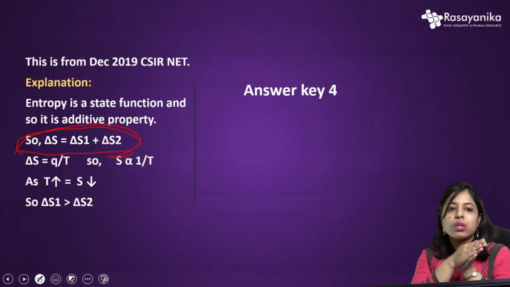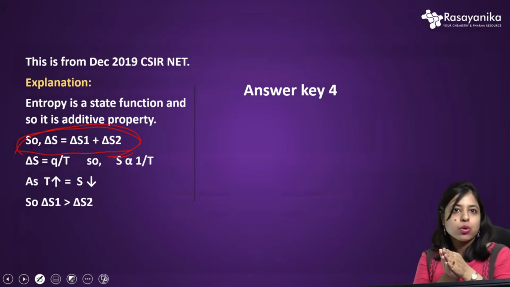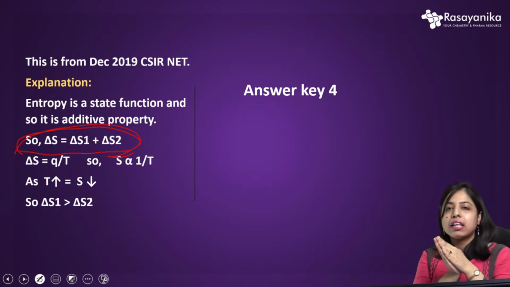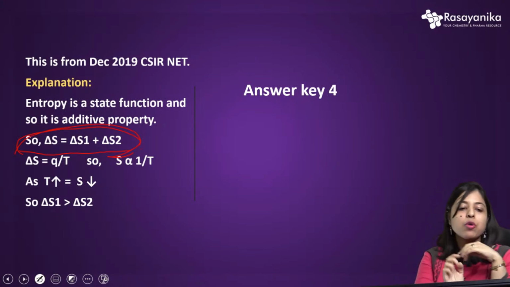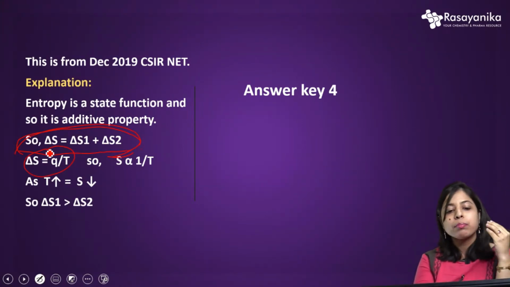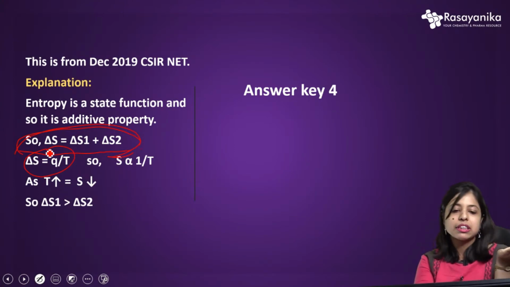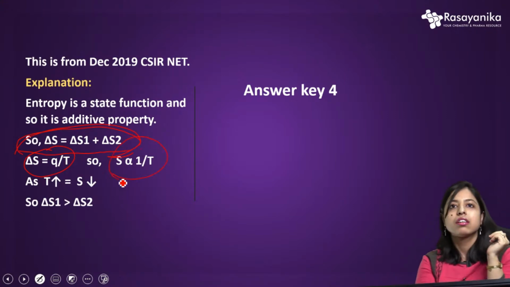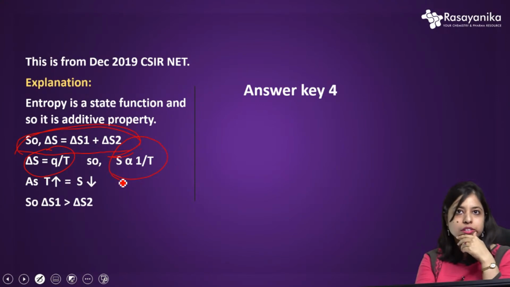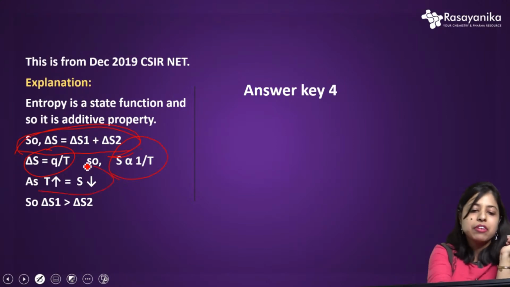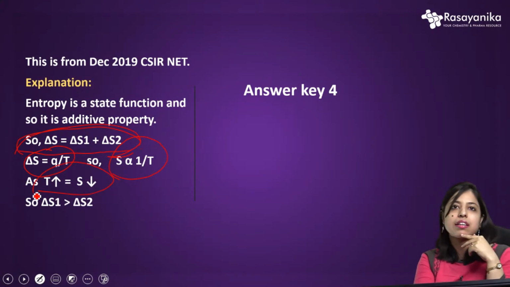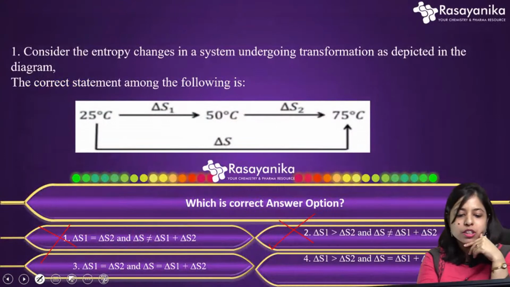Basically, we all know that entropy is a function that can also be defined as the heat, that is Q, divided by the temperature, which remains constant, that is T. So Q by T. From this equation we can infer that entropy is basically inversely proportional to the temperature, right? Is that clear to everyone? So if the temperature increases, the entropy will decrease, right?